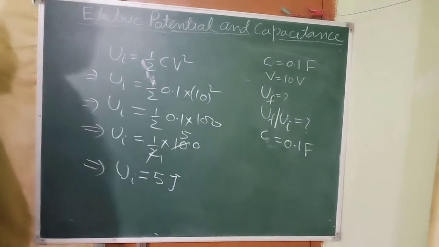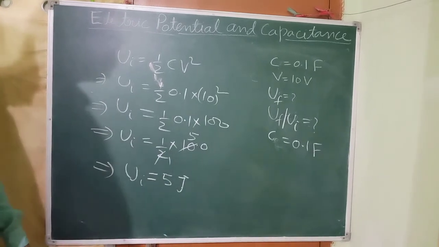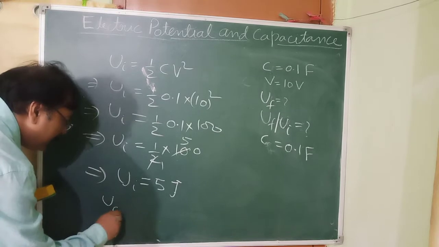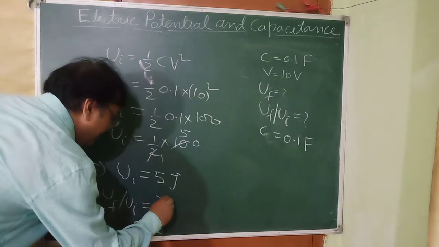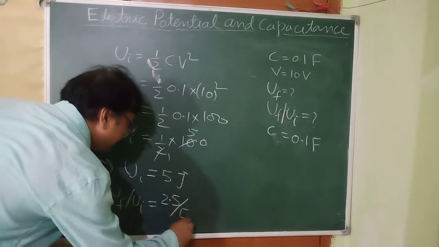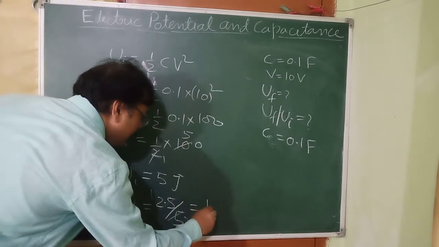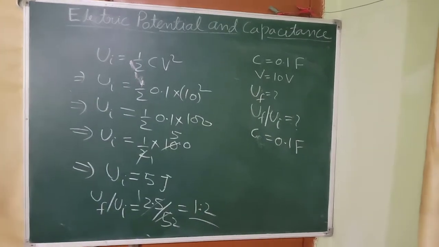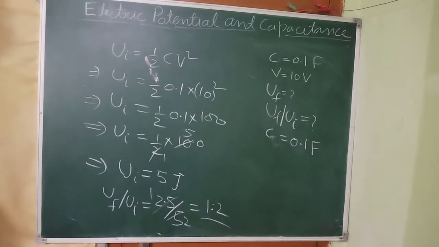Now what we need to do? We need to take the ratio of final to initial. So let us do that. U final upon U initial, and that is 2.5 upon 5. So 2.5 1s are 2.5, 2.5 2s are 5. You get 1:2. That's our ratio.